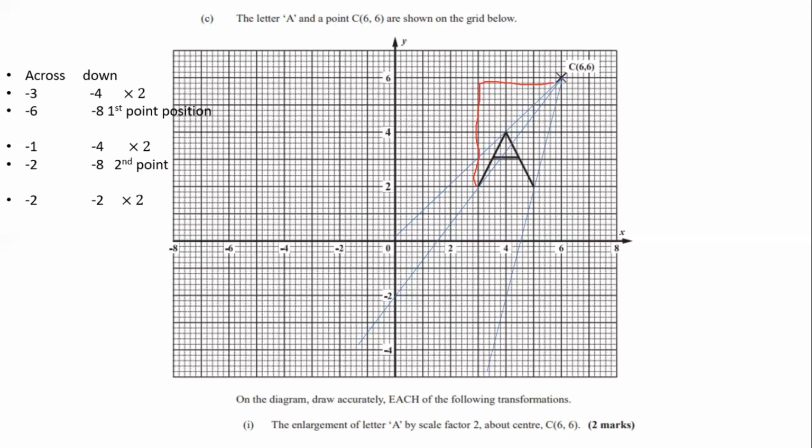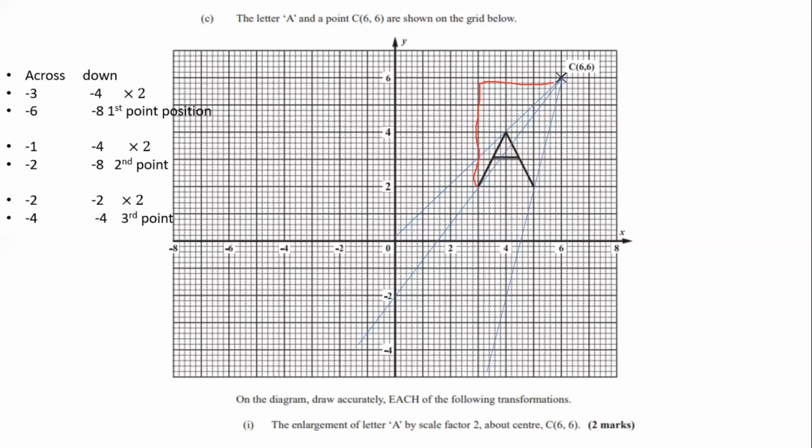And now we're going to the third point, which is the apex right here. So it is 1, 2 from the center across, and 1, 2 down. So it is -2, -2. So what we'll get is -4 when we multiply that by the scale factor of 2, and this gives us the position of the third point. So now we can go ahead and plot our points.